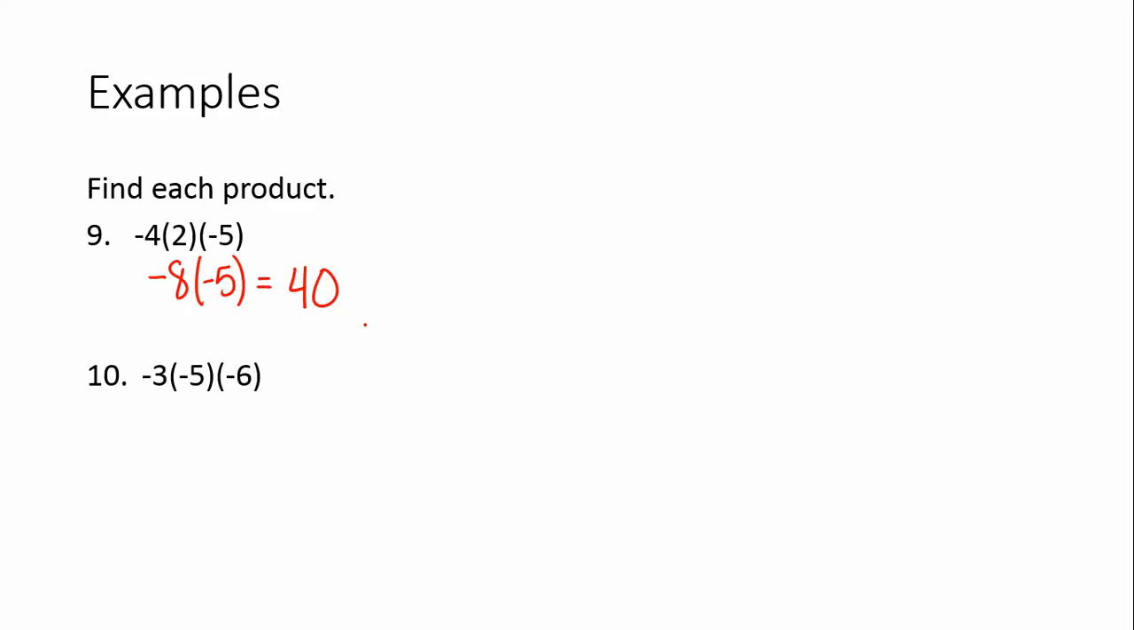Similar on number 10. If you'd like to pause the video here and try this one on your own and then check your answer. Negative 3 times negative 5 is a positive 15, and then we need to multiply by a negative 6. 15 times 6 is 90, so it would be negative 90.